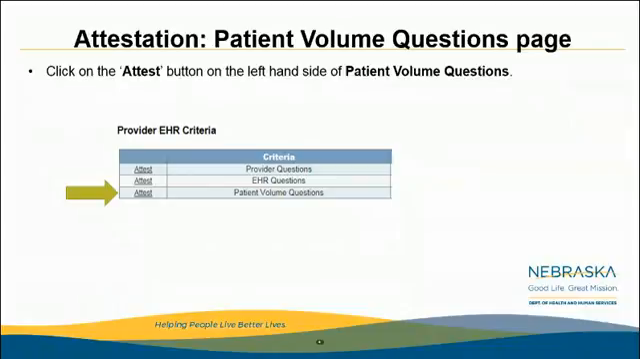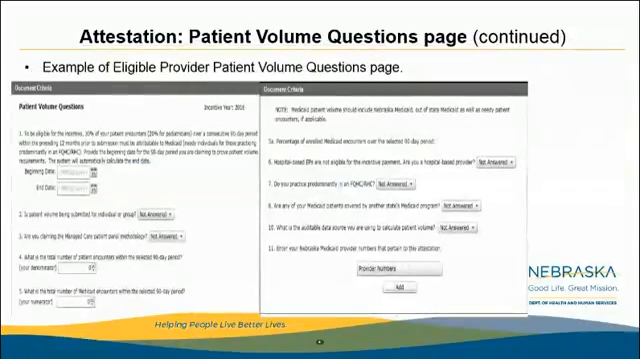Okay, so now we're on to the patient volumes questions page. Click on the attest button next to this. Next slide, please. And here we have an example of an eligible provider patient volume questions page. This is what you see when you log into the portal. Fill out the questions as asked, and at any time, if you have questions about what the question is asking you, you can hover over the question, and you'll be given an explanation of what the question is looking for.